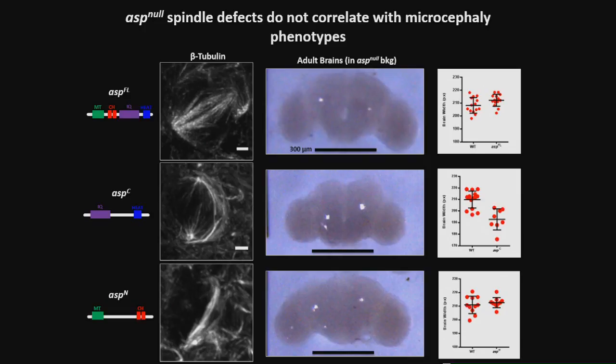And so this told us 3 things. It told us, 1, that the spindle defects that we see in the Asp mutant aren't necessarily the main causative agent behind microcephaly in the Asp mutant. It also told us that the Asp Cam interaction is completely dispensable for proper brain size, and that there's something else going on in the N-terminus of this protein that alone is sufficient to determine proper head and brain size.